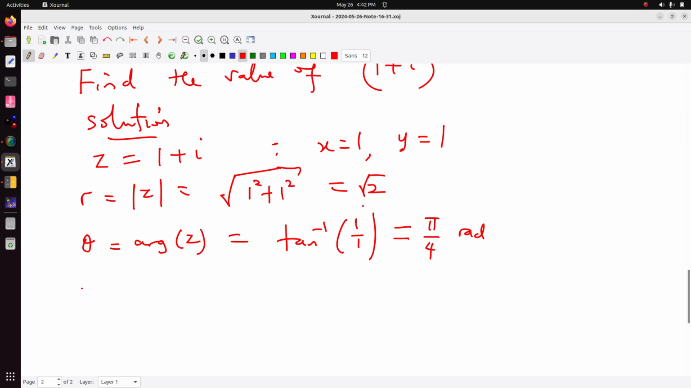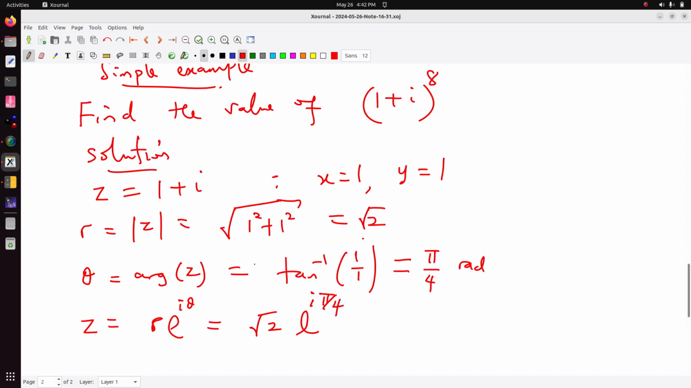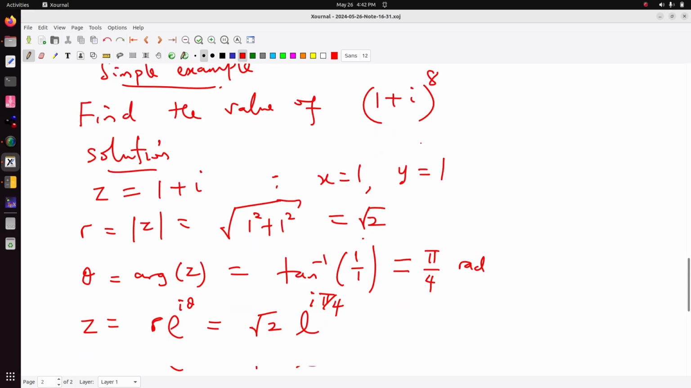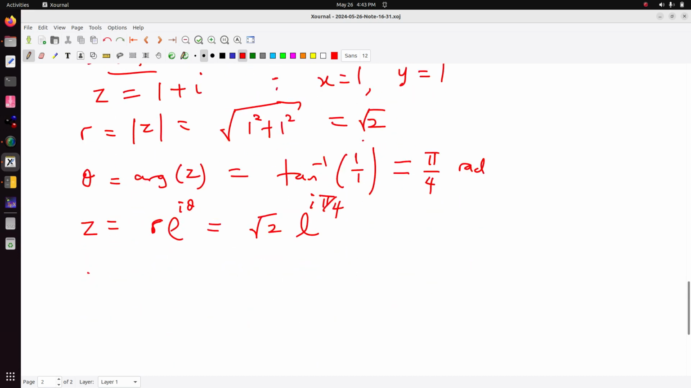The next thing is to write the complex number in the polar form r exponential i theta, where r is root 2 and theta is pi over 4. So that will be root 2 e^(i pi/4). If you now want to find z raised to the power 8, then z^8 will be the square root of 2 times exponential i pi over 4, everything raised to the power of 8.